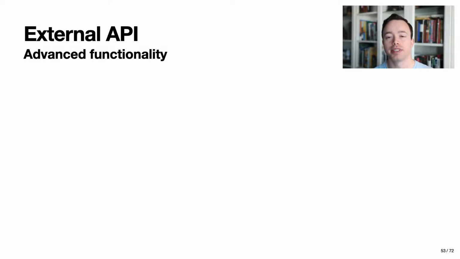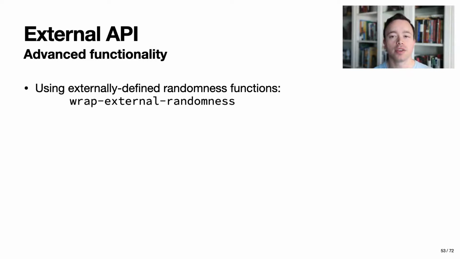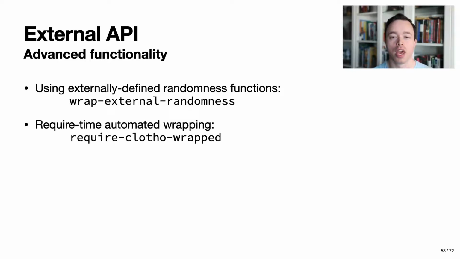We also implemented some macros to support certain advanced functionality. If you need to use a function that depends on Racket's built-in randomness capabilities, maybe from a library written by somebody else, you can wrap calls to that function so that it will still participate in Clotho's parametric randomness by using the wrap external randomness form. If you want to import a library that provides a lot of these functions, such as the math distributions library that ships with Racket by default, you can use the require Clotho wrapped form when you require it, and all the library's exported functions will be wrapped with wrap external randomness automatically.